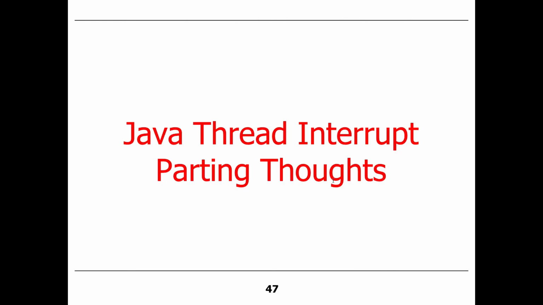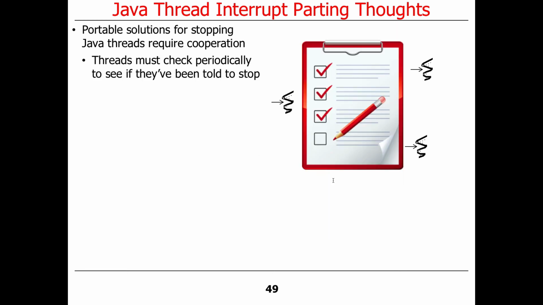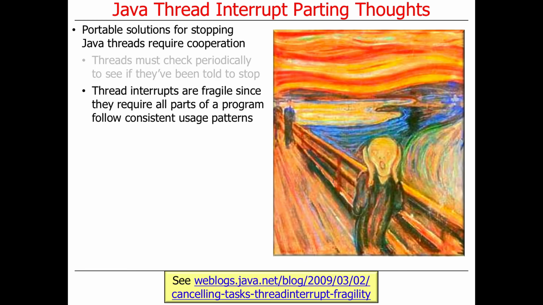OK, so here are some parting thoughts about thread interrupts. They are a portable way to stop Java threads, but they require cooperation. In particular, threads have to check periodically to see if they've been told to stop. The thread interrupt mechanism is very fragile because all the parts of a program have to be coded to do this checking using those patterns we talked about, which is tedious and error-prone, not surprisingly.